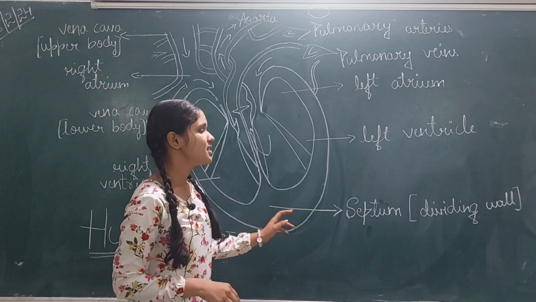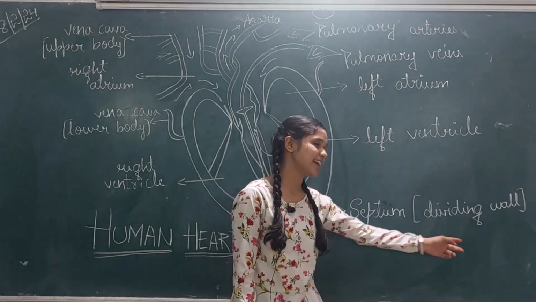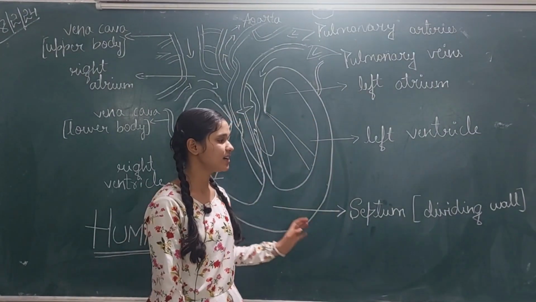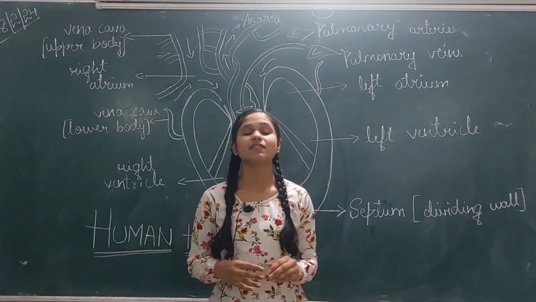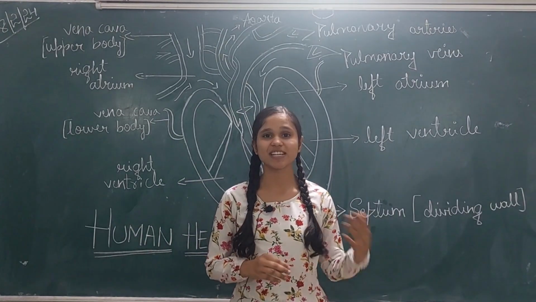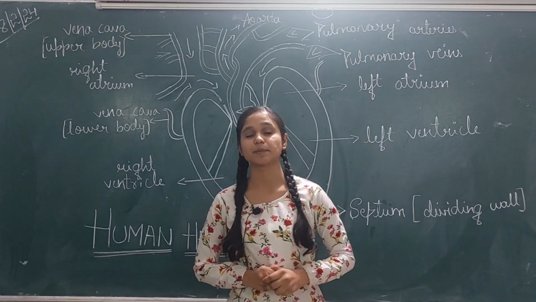Next comes the septum. The septum is also known as the dividing wall because it divides the left and right parts of the heart. It also prevents the mixing of oxygenated and deoxygenated blood in the heart.